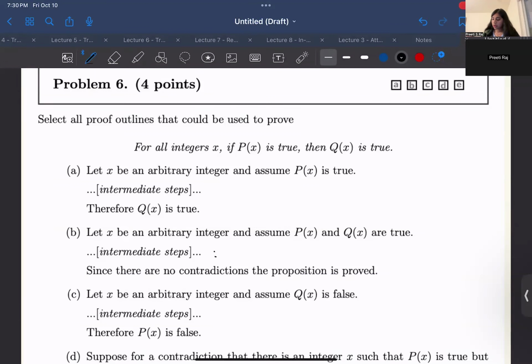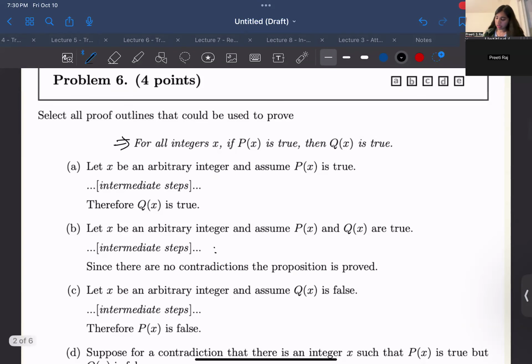So we're supposed to select all the proof outlines that can be used to prove this statement, which is for all integers x, if p of x is true, then q of x is true. Okay, so let's look at the first option.